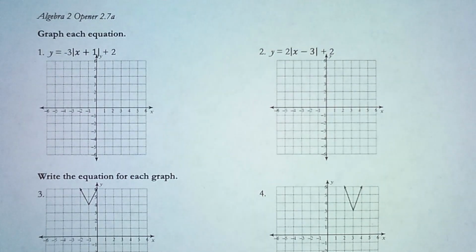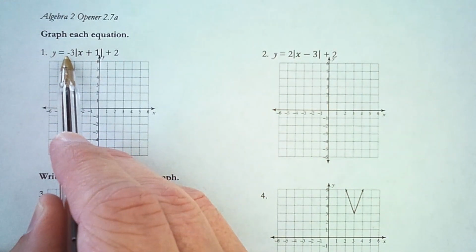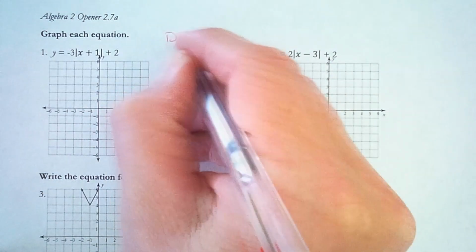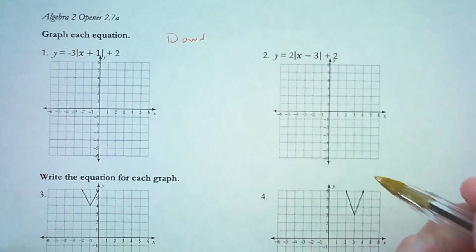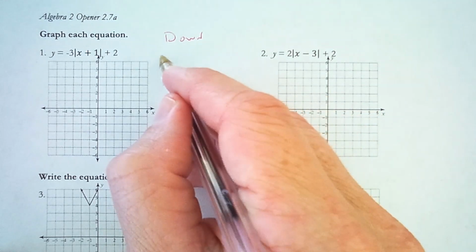Hello again. Today we are going to graph some absolute value functions and we are going to write equations for graphs of absolute value functions. So in our first one here, the first thing we need to recognize is with a negative a, this is going to open downward. Okay, so then we need the vertex.